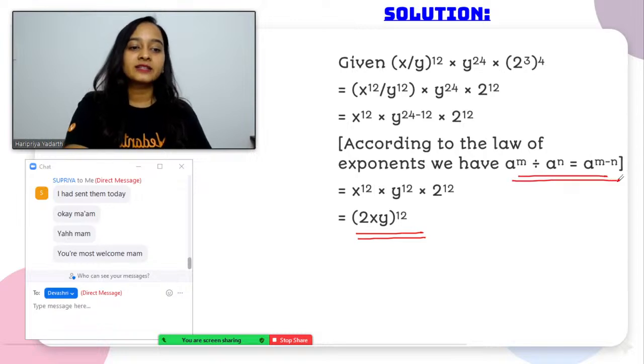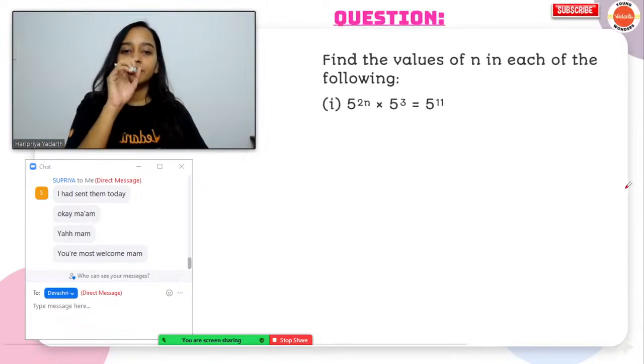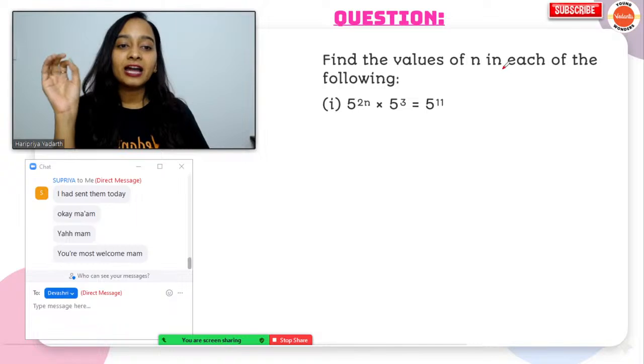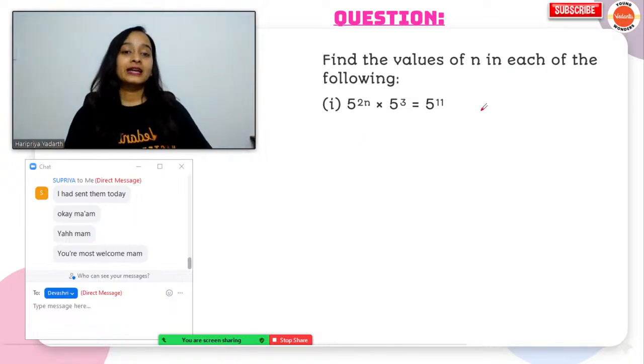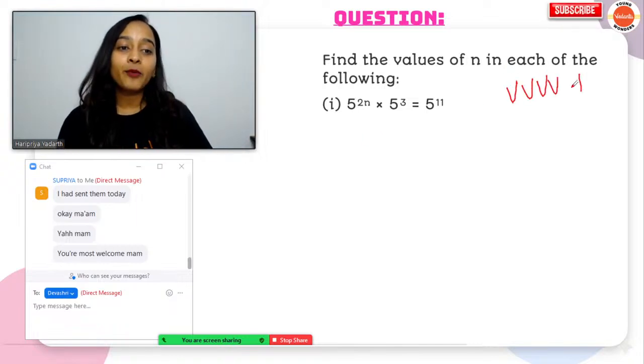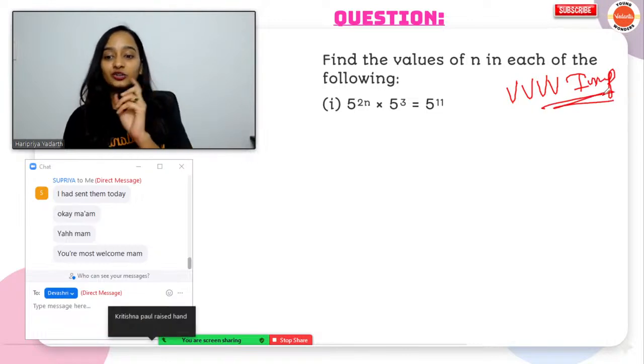So these are the laws of exponents that we have used. Your next question: find the value of n in each of the following. Guys, it's a very important question. There will definitely be a question like this. Find the value of n.